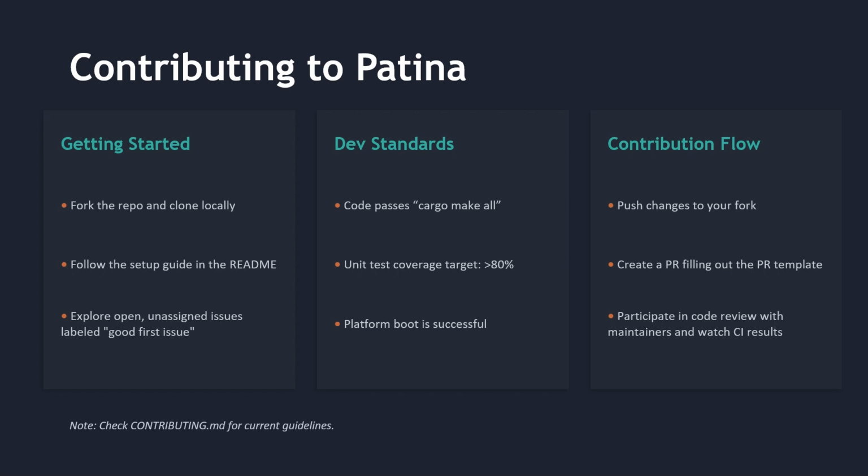If you see that Patina boot has failed for some reason, we give information in that comment, such as links to the run that performed it, and links to the serial log so that you can see what went wrong. And if it was a build failure, you'll see those included as well. In terms of the overall contribution flow, it's pretty straightforward. Push changes to your fork, create a PR filling out the PR template, and then work with code reviewers and watch the CI results.